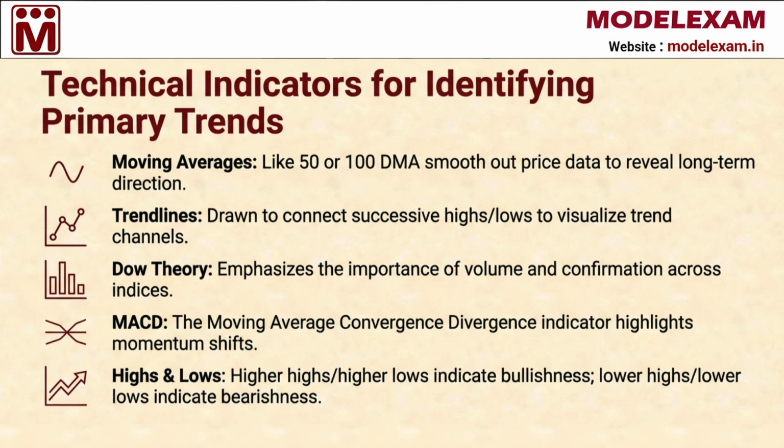So, how do we spot these trends before it is too late? We use specific technical indicators. First, we look at moving averages like the 50-day or 100-day average to smooth out the noise. Second, we draw trend lines connecting the highs and lows to visualize the path. We also look at the Dow theory, which tells us to check if volume increases with the trend. Tools like MACD help us see momentum shifts, and simply looking for higher highs and higher lows can tell us if the bulls are in charge.